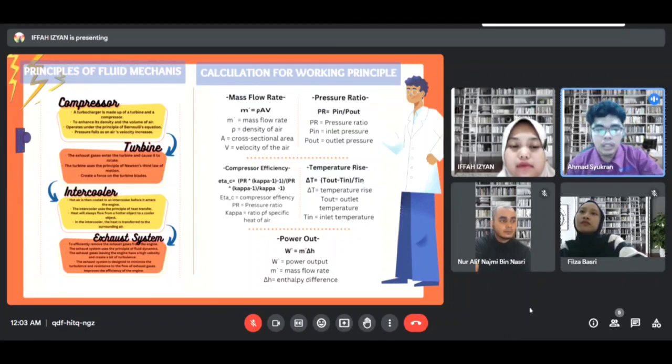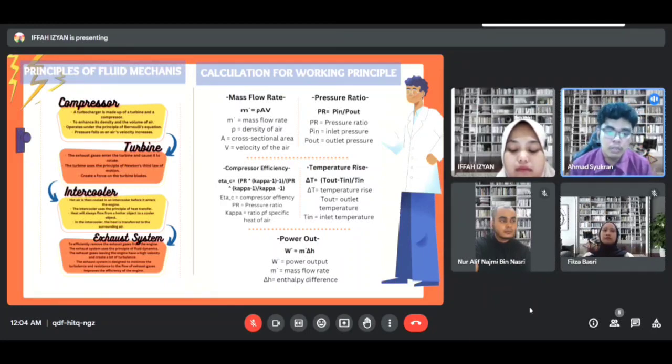Third is intercooler. The intercooler uses the principle of heat transfer, which states that heat will always flow from a hotter object to a cooler object. Okay, last one is exhaust system. The exhaust system uses the principle of fluid dynamics, which describes the behavior of fluid in motion.